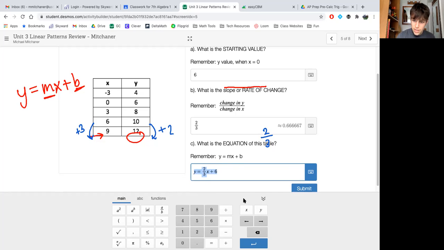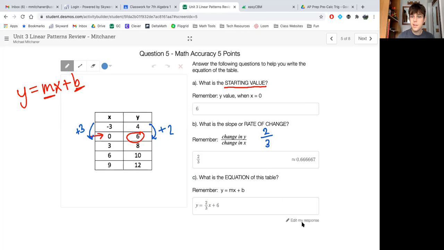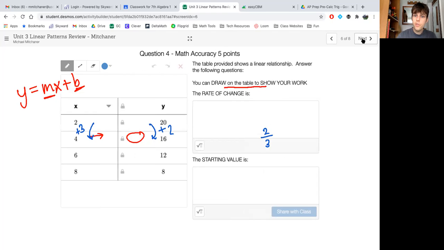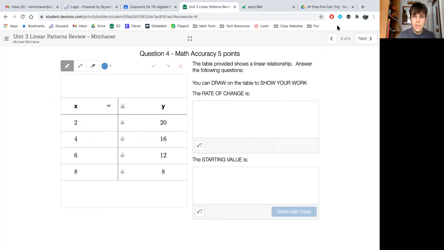Make sure to use that equation editor when you type it in, especially if you need to put a fraction in there. Makes it look a lot nicer. You could do it without, but it's going to make it look nicer. And then we can submit that and move forward. All right, only a few more here to go. Let me clear this off. A few more important skills.